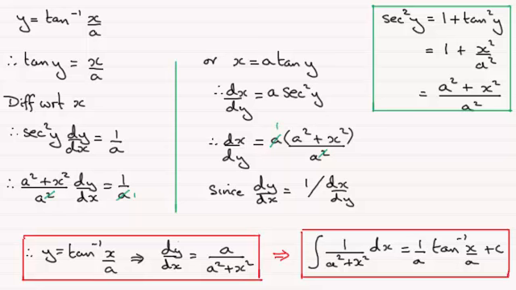So hope that's given you some idea on how we go about differentiating arctan, or inverse tan, of x over a. We get this result, and then the consequence of that is that we've got this integral here.